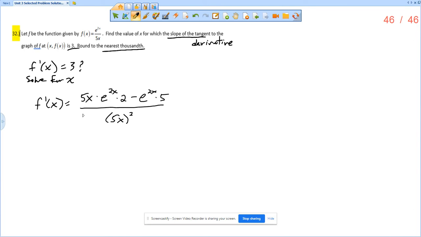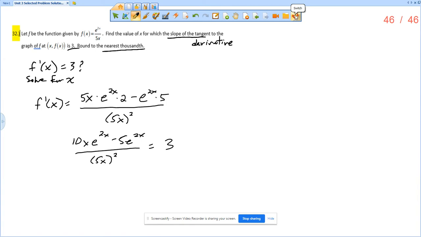All right, and so now what we want to do is just rewrite this briefly, right? 5x times 2, so 10x e to the 2x minus 5 e to the 2x, all divided by 5x squared, right? And we want to know when is this thing equal to 3, right? So we want to solve for x. And so this is a calculator question. And so what did I say? We needed to plug this in on our calculator.